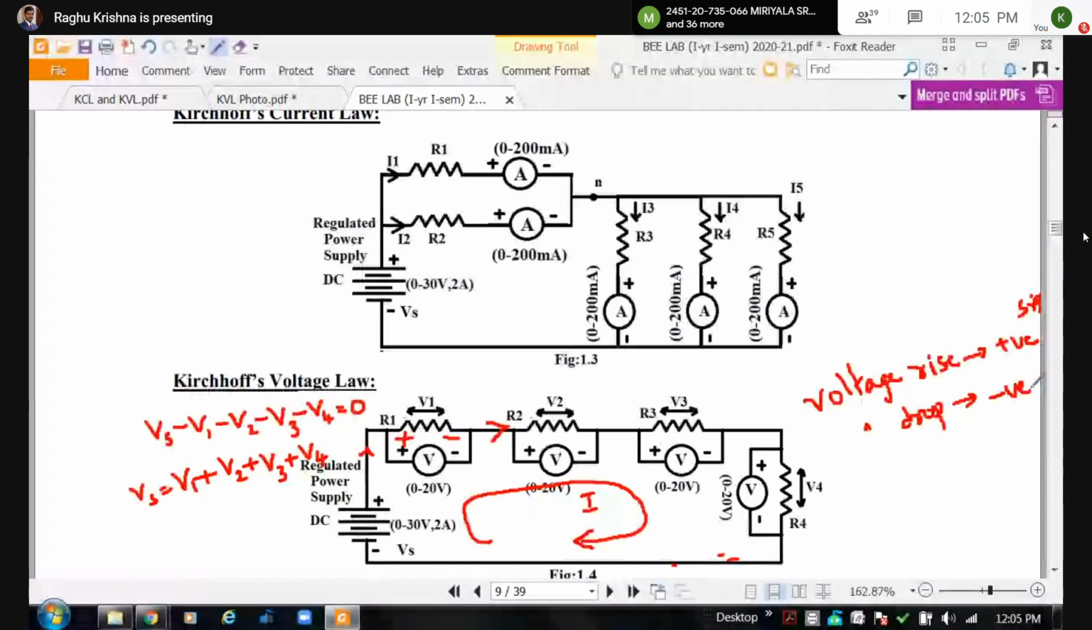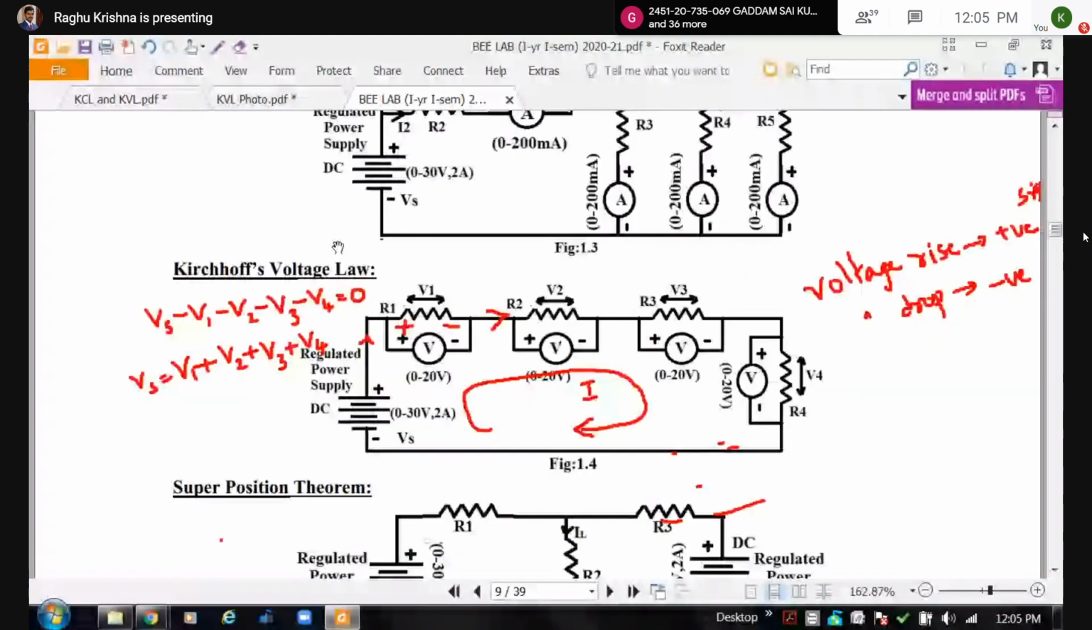Here, if you traverse in the direction of the loop current, you can see here minus to plus. So we are going in this direction. Minus to plus means voltage rise. Voltage rise is taken as positive. So positive I have taken.